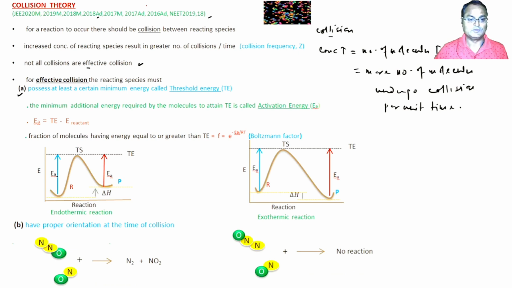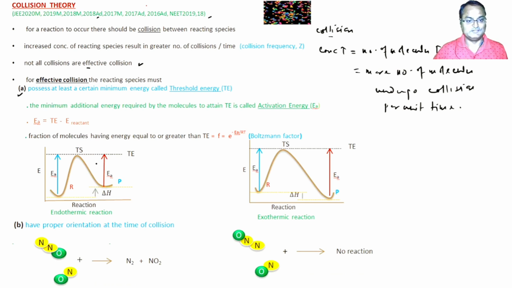See with the help of the graph: this is the graph between energy and the reaction coordinate, and this is the hypothetical energy barrier known as threshold energy. Now this is the average energy of the reactant molecules. This is the energy required by the reactant molecules, then they convert into product. देखिए जब तक reactant के molecules की energy threshold energy के बराबर या इससे ज़्यादा नहीं होगी, तो वो products में convert नहीं होंगे.